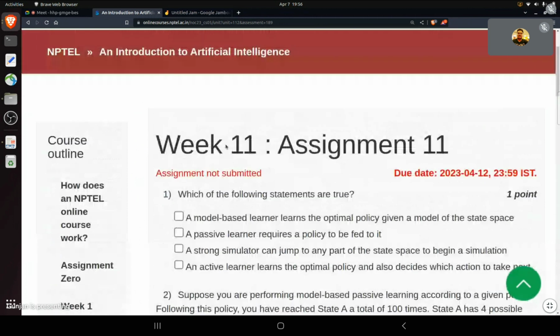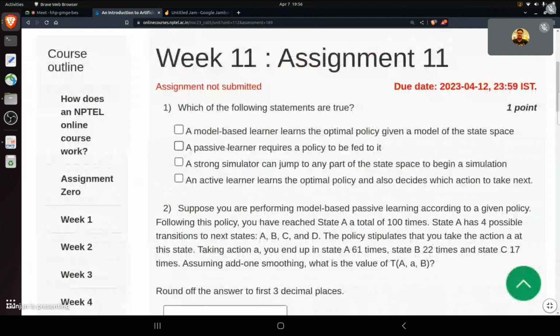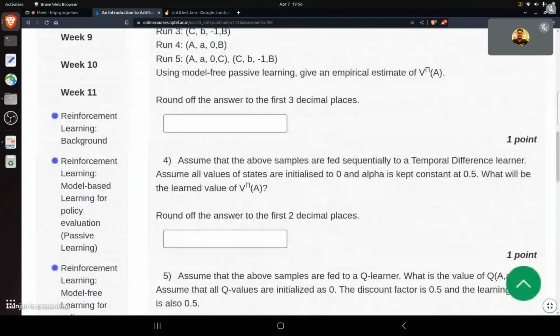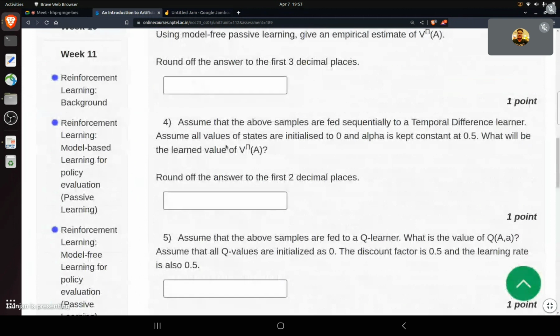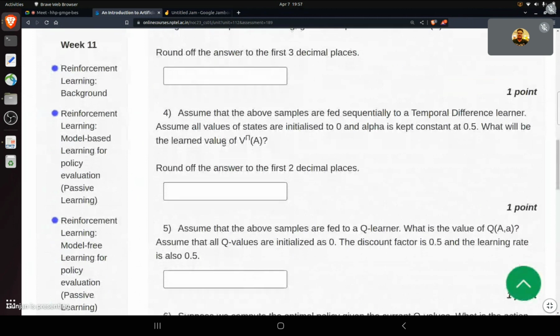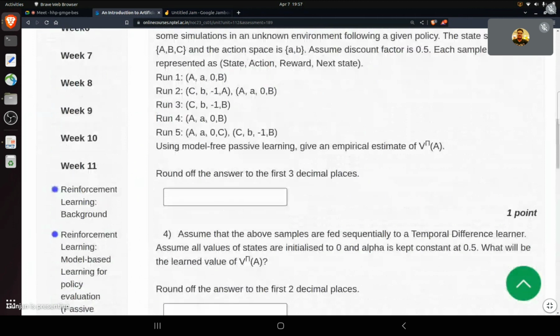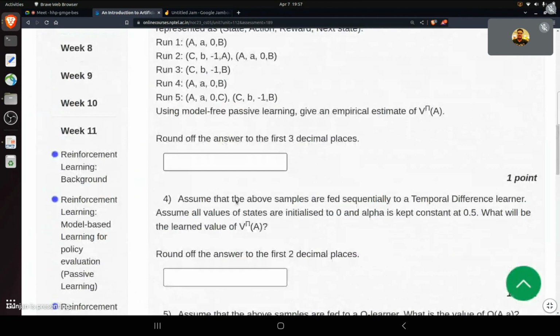Okay. So are there any questions? What is this question about? Like one, two, three. Assume that you are fed sequentially to a TD learner. Assume that all values are initialized to 0 and alpha is, what will be the learned value of V pi? Achha, here, see, that's why I've said that you are fed sequentially to a TD learner.